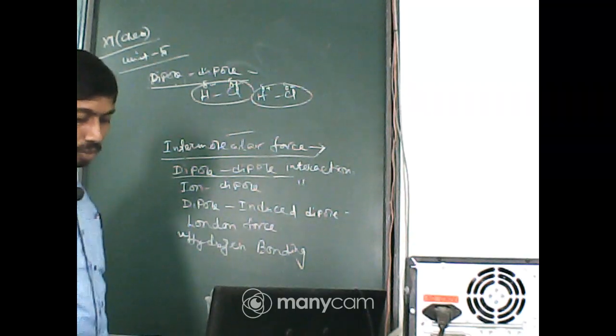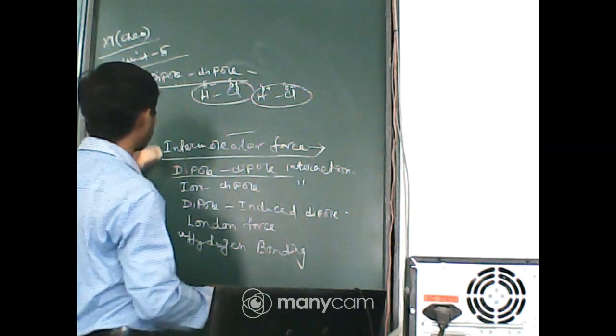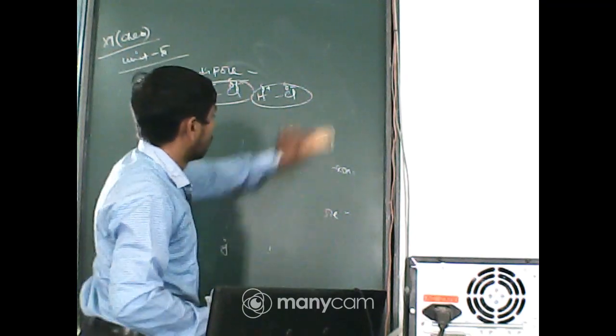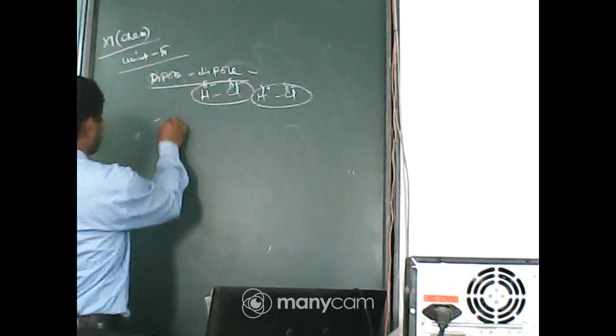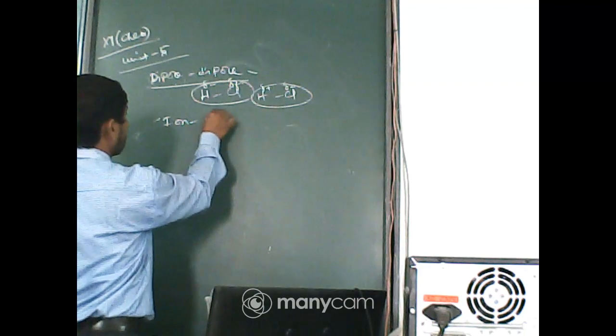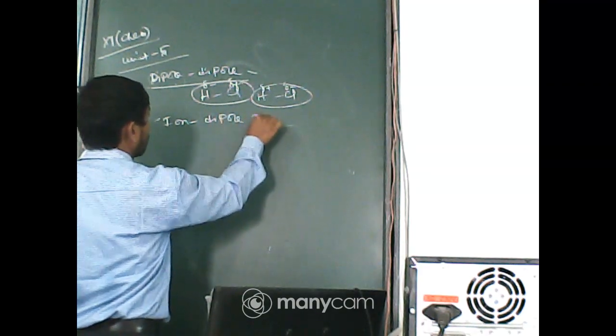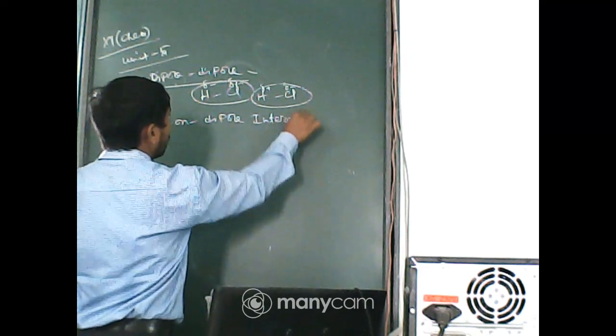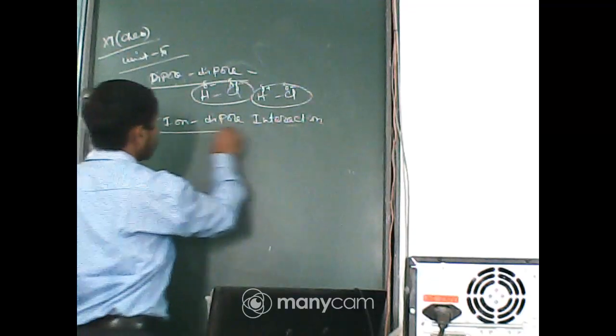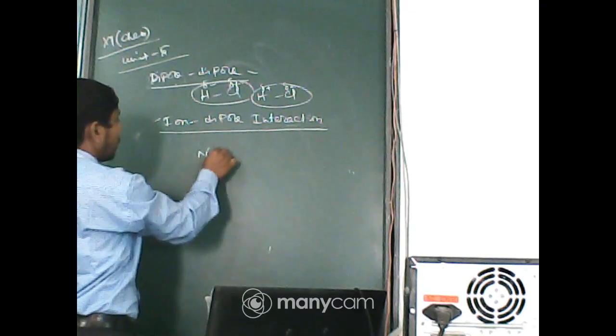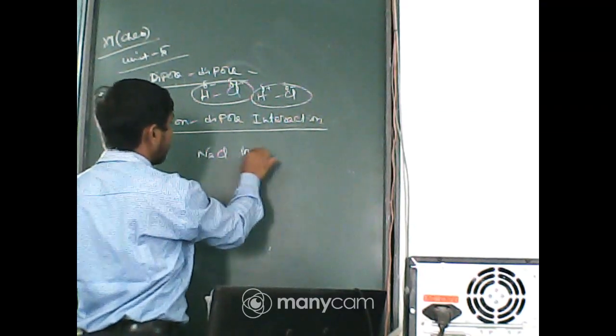Next one, ion-dipole interaction. Here we will take 2 examples. Suppose when NaCl is dissolved in water, NaCl in water.